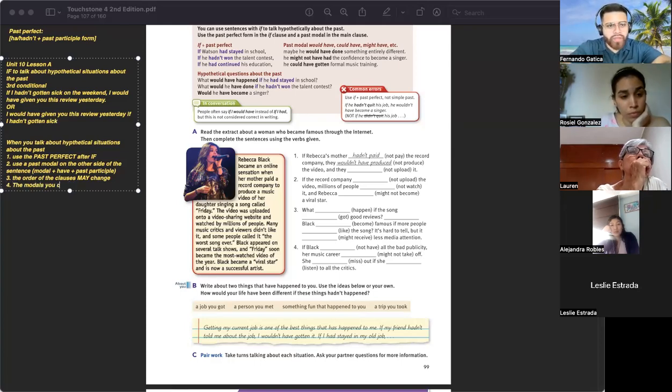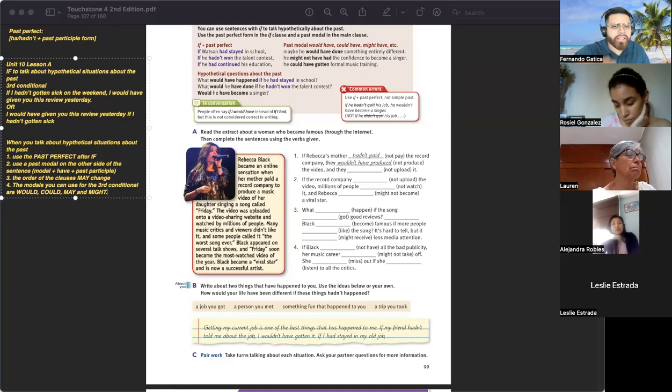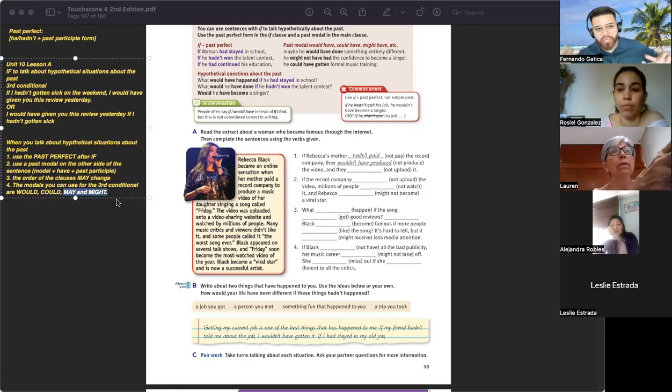The modals you can use for the third conditional are would, could, may, and might. Would, could, may, and might. Those are the modals that you can use. And they all mean different things, right? Would is to imagine your behavior. Could is to talk about another possibility. And may and might is to talk about another possibility, but with less probability.